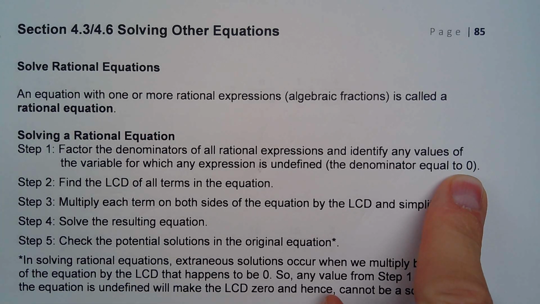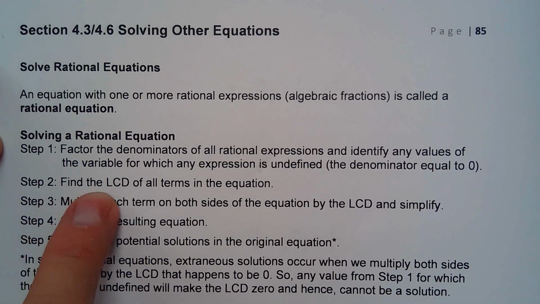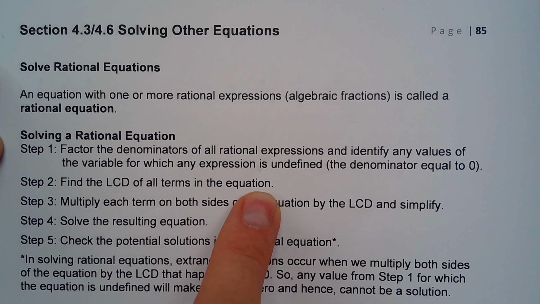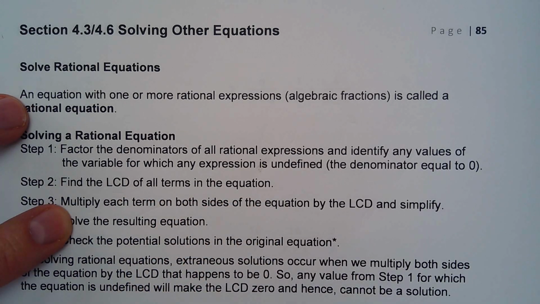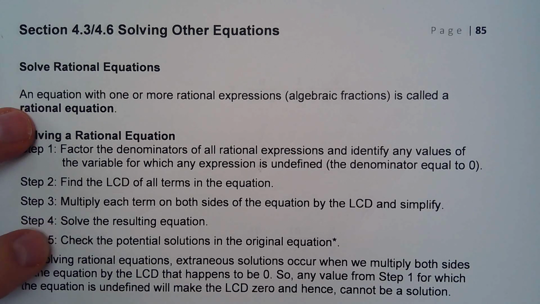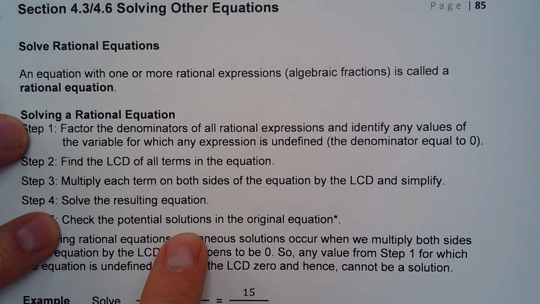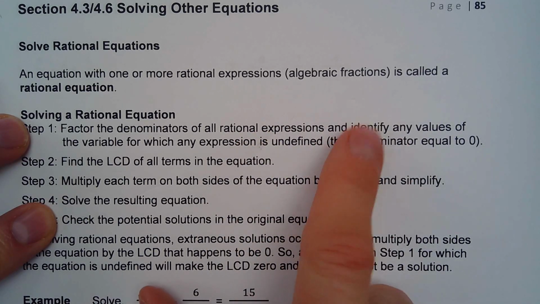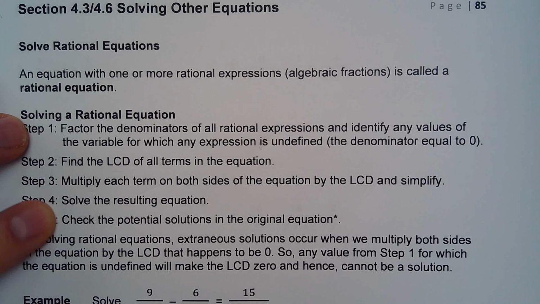Those are going to be our restrictions. We then want to find the LCD, least common denominator, of all the terms in the equation. We're going to then multiply each term on both sides of the equation by the LCD and simplify. We'll then solve the resulting equation. And then lastly, we'll check the potential solutions in the original equation. Or at the very least, we're going to check that the potential solutions are not equal to any of the restrictions we identified in part 1.